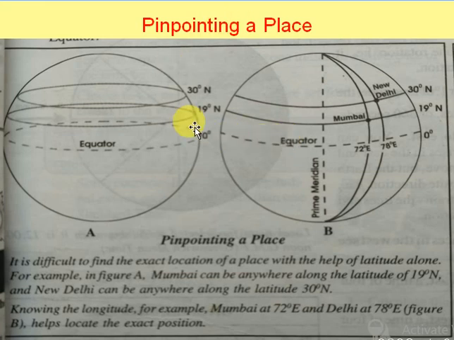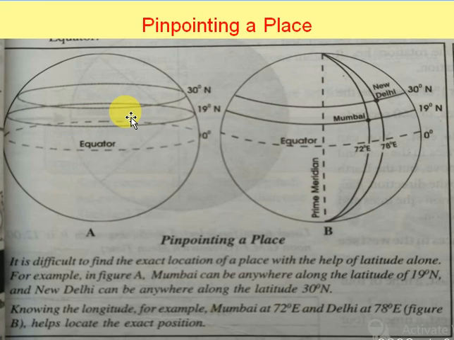Now let us discuss. We have already discussed in the previous module pinpointing a place. It is difficult to find the exact location of a place with the help of latitude alone. So these are your latitudes. If we have only latitude, it will be difficult for us to find the exact location of a place. For example, in figure A, look at the figure. Mumbai can be anywhere along the latitude of 19 degrees. So if I want to find Mumbai, it can be anywhere on this line. And New Delhi can be anywhere along the latitude of 30 degree.